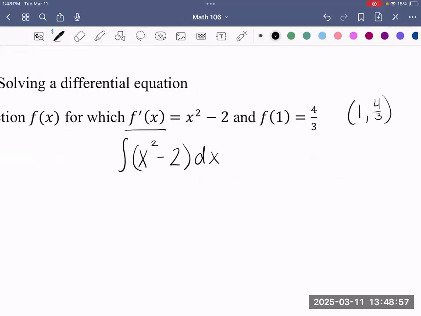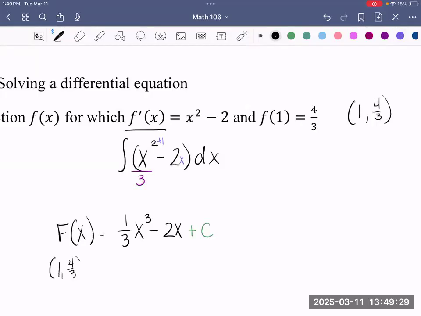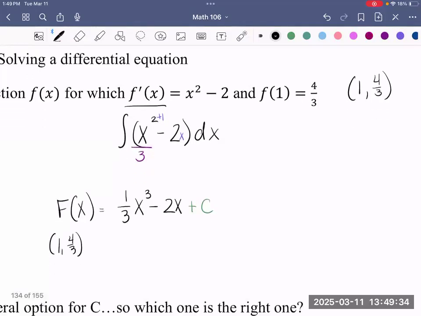So for us, we are going to add 1 and divide by 3. So we have 1/3 x to the 3rd minus 2x, and we're just going to add the x, and then plus c. So this is your integral. We'll call this big F of x. And now if we're given your point here, 1 and 4/3, it can help us find your plus c. We need to find your constant.